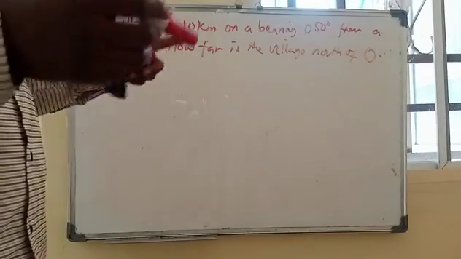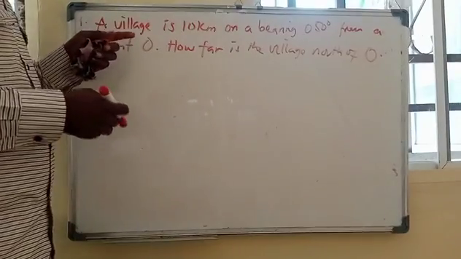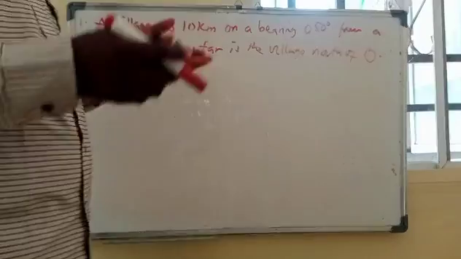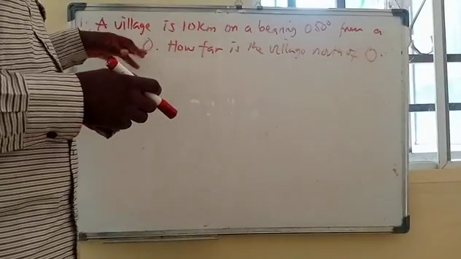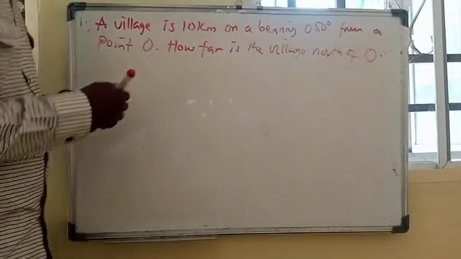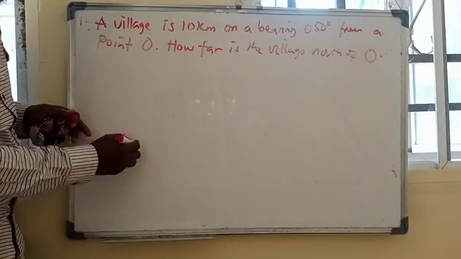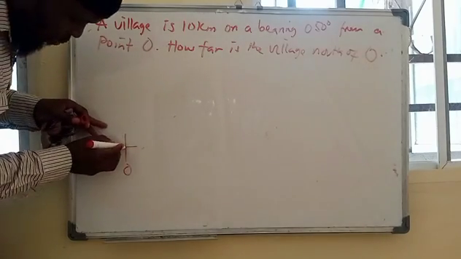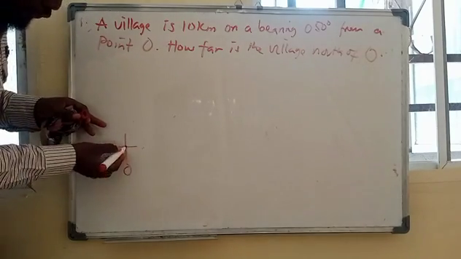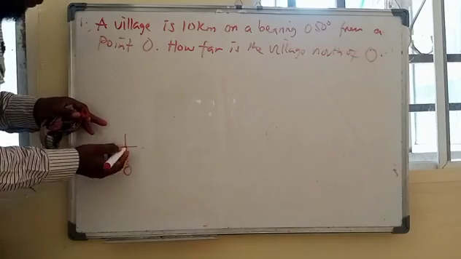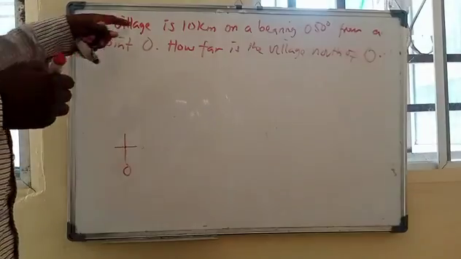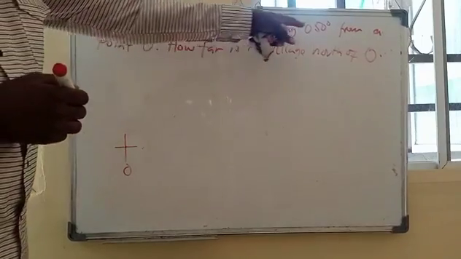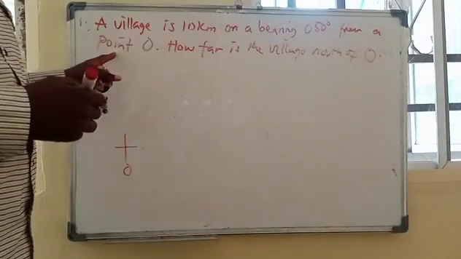So let's try to locate the village. Like we said, there is always a reference point. So we are locating the village with reference to a point O. Let's assume this is our point O, our reference. Then a village is 10 kilometers on a bearing of 50 degrees from point O.